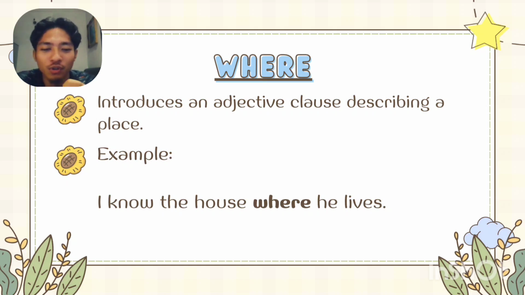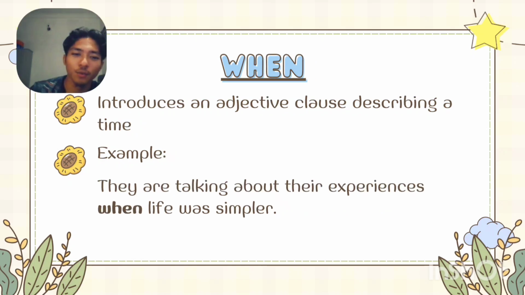Where is used to introduce an adjective clause describing a place. For example, I know the house where he lives. When introduces an adjective clause describing a time. For example, they are talking about their experiences when life was simpler.